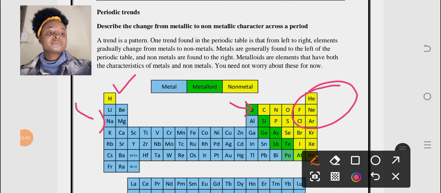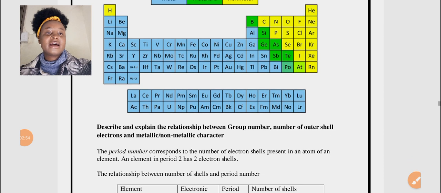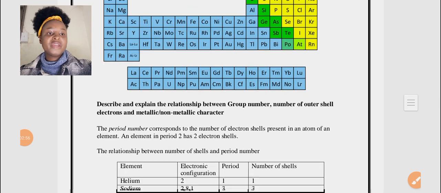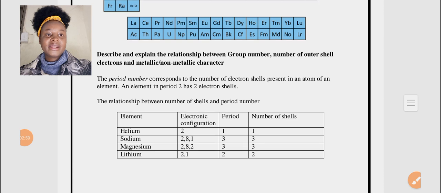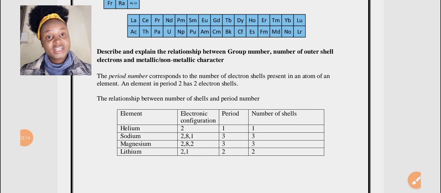All these are non-metals that are on the other side there, right? Now you just need to be able to tell us what those are. If it's Li, you should be able to tell us that that's lithium, right? Now the next part, we should be able to describe and explain the relationship between group number, outer shell electrons, and metallic or non-metallic character. Already you have seen that on the left side of the periodic table we've got metals, and on the far right we've got metalloids, which are semi-metals, and then on the right side, that's where we have non-metals, right?